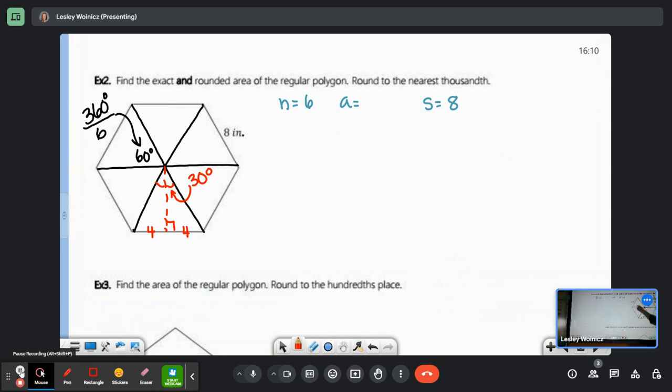Well, it would be 8, right? It'd be double. Okay. What about for the apothem? How do we go from the short side to the long leg? We multiply by root 3. So our apothem is actually just 4 times the square root of 3. So all we had to use here was special rights.